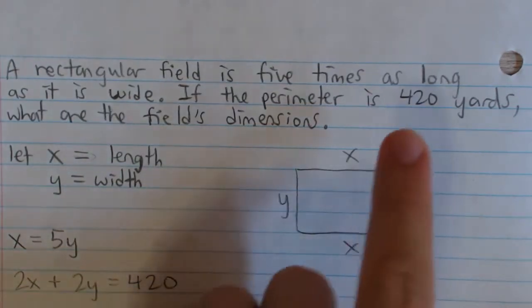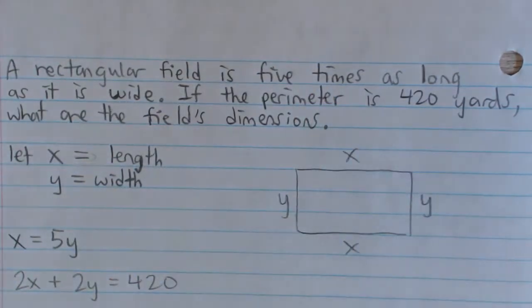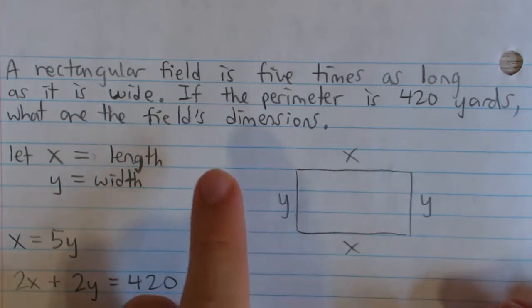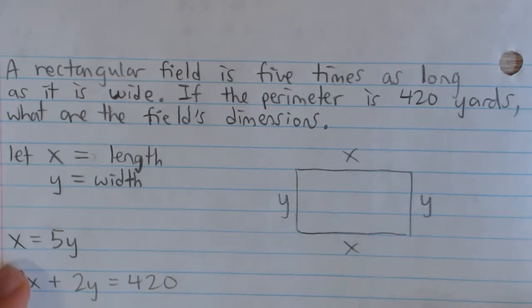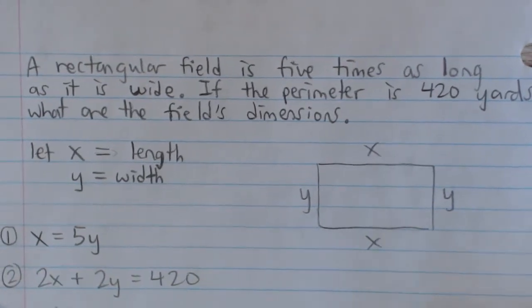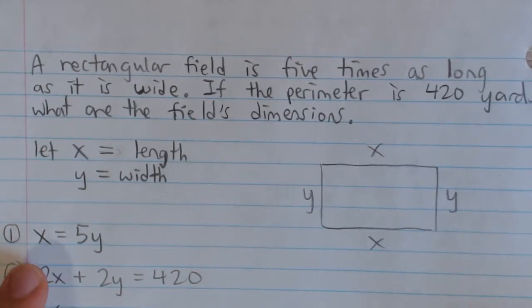And so we have to use the information the question gives us to form some equations to solve for x and y. The first thing is that it's 5 times as long as it is wide. That means the length of the field is 5 times the width. I modeled that by x equals 5 times y. The length is equal to 5 times the width.